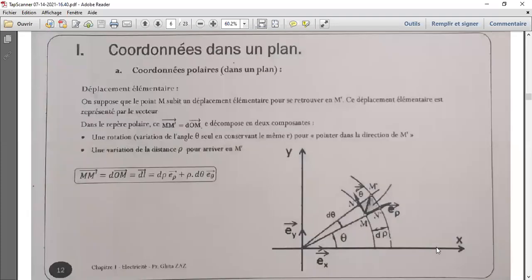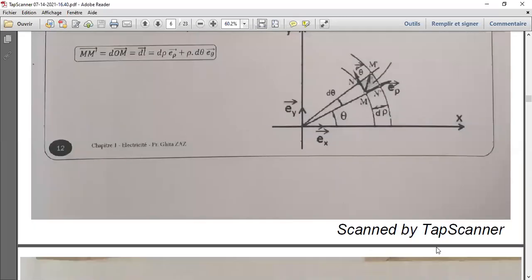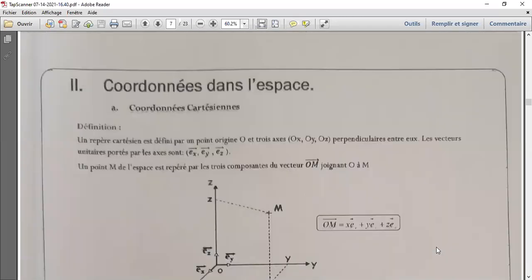Basically those are the things which you learn and you'll be using. So now when you go to coordonnées dans l'espace, it's just an addition. Here I would not spend a lot of time because it's the same thing. I will start with Cartesian coordinates.